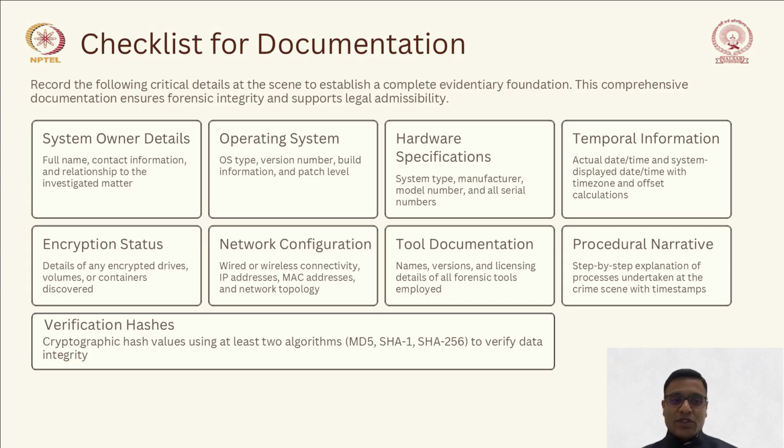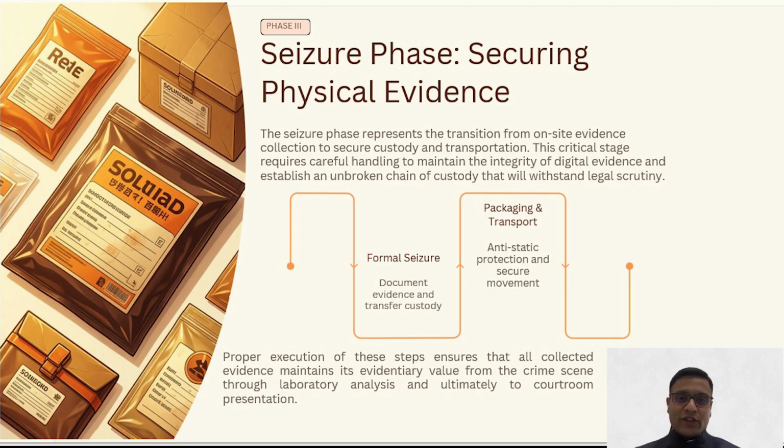Then we write about the encryption status, encrypted, not encrypted. Then network configuration details are written down, like wired, wireless connectivity, IP addresses, etc. Then we write about tool documentation, names, versions, licensing, etc. What are the tools I'm using, whether it is installed or running from my device. Then there is a procedural narrative which is explained point by point. And we also write about the algorithm which we are using to verify the data integrity. So that was about the phase two part.